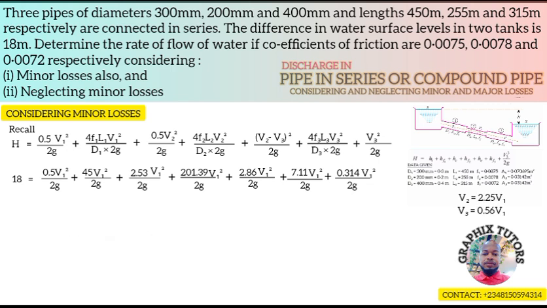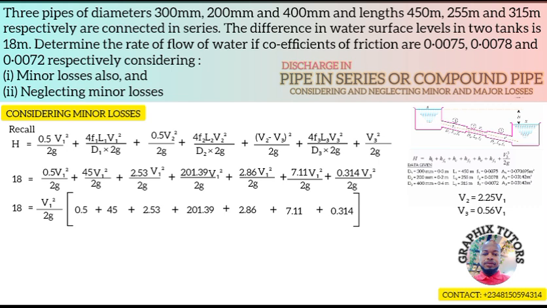So we proceed. All together, from here, since we have this, we will now move forward. We'll now say the h here, which is 18, is equal to what is common to everything here: V1 squared all over 2G is common, so we bring it out. So you'll be left with 0.5 plus 45 plus 2.53 plus 201.39 plus 2.86 plus 7.11 plus 0.31. Right? This is all what we have.